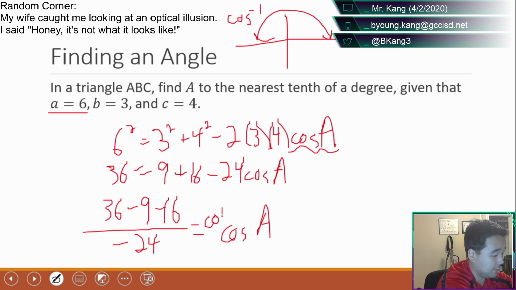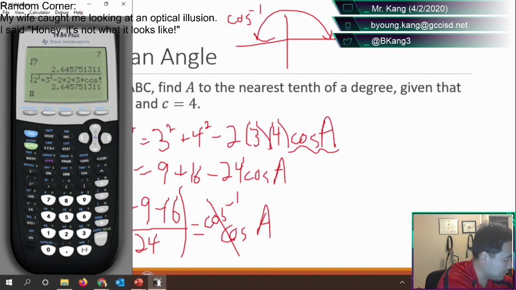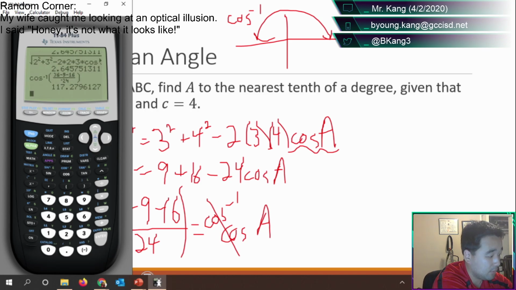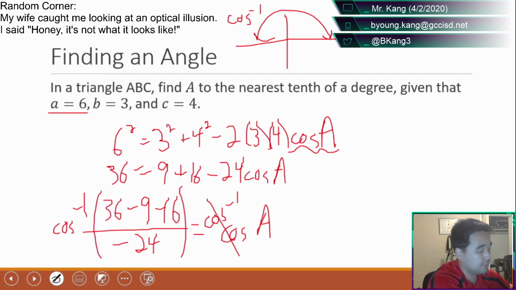Okay, so we're going to inverse cosine both sides, and that's what I need to type into my calculator. So head over to my calculator, inverse cosine, make a little fraction bar. We end up with 36 minus 9 minus 16 all over negative 24. We end up with 117.3 degrees. And again, logically that makes sense because A is the biggest side, so it should have the biggest angle. So 117.3.